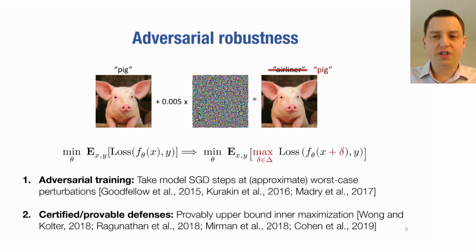So the first approach that people use is adversarial training. This actually goes back to some work by Ian Goodfellow, Alexey Kurakin, and Alexander Madry. And the idea is very simple here. You take gradient descent steps, not at your original examples, but at these worst case perturbed examples, and keep playing this game of adding the worst perturbed example into your data set.